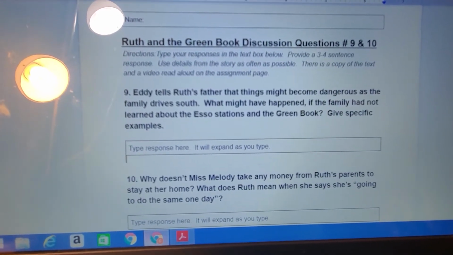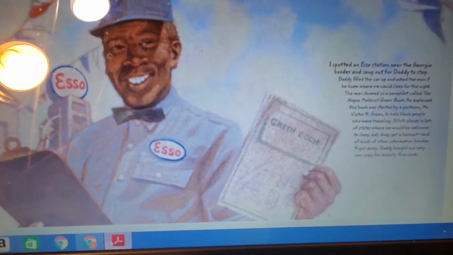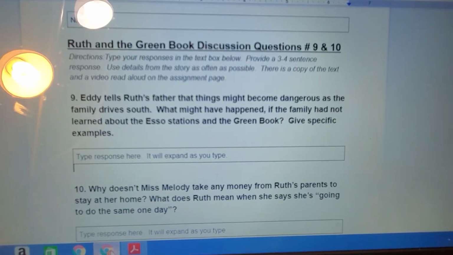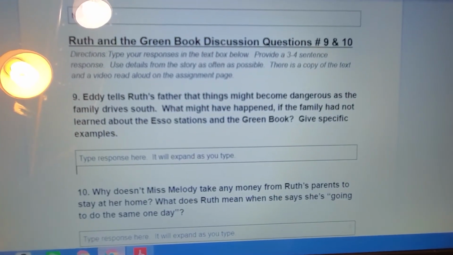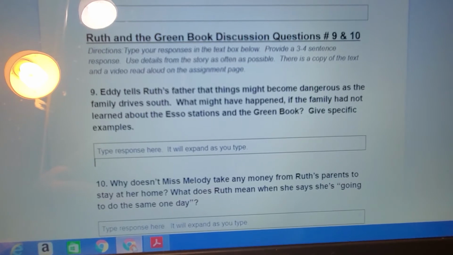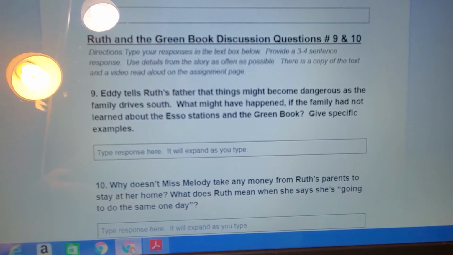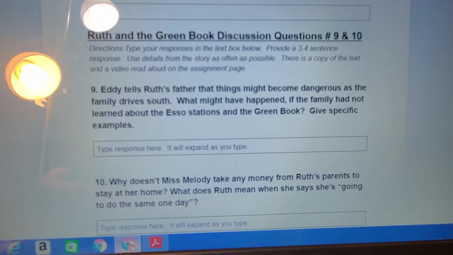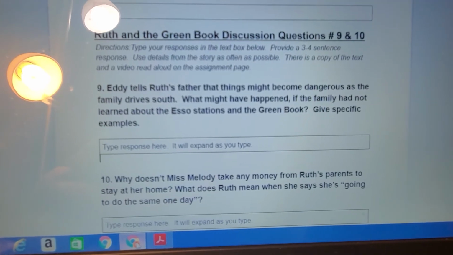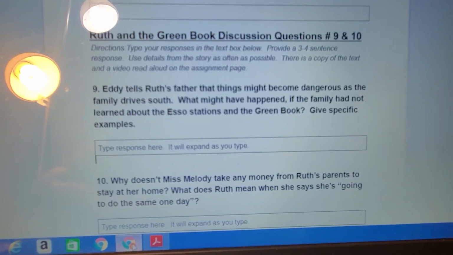We know that in the story, the family actually did go to the Esso station and they were given a copy of the Green Book. So I want you to imagine what might have happened if they had not learned about the Esso stations and the Green Book and they were traveling south. Well, if the Green Book had a list of restaurants and hotels and places where African American families could go safely, if they didn't have information like that and they kept traveling south, eventually they're going to have to make stops, right? They're going to have to get more gas.